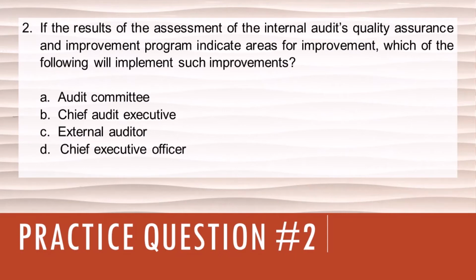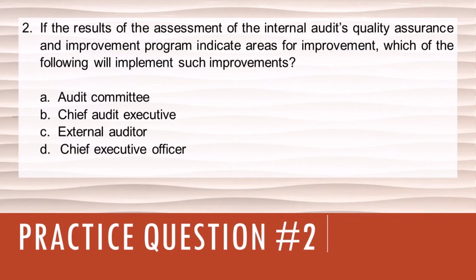Number 2, if the results of the assessment of the internal audit's quality assurance and improvement program indicate areas for improvement, which of the following will implement such improvements? A, Audit Committee, B, Chief Audit Executive, C, External Auditor, or D, Chief Executive Officer?